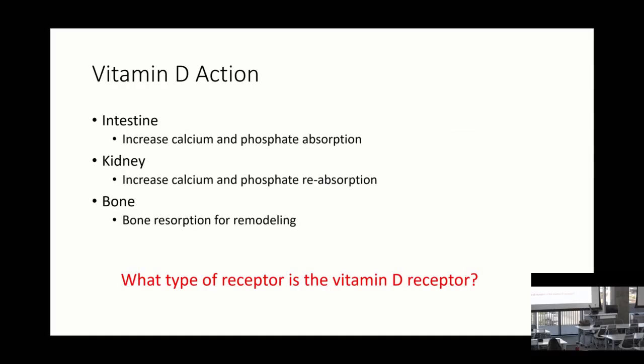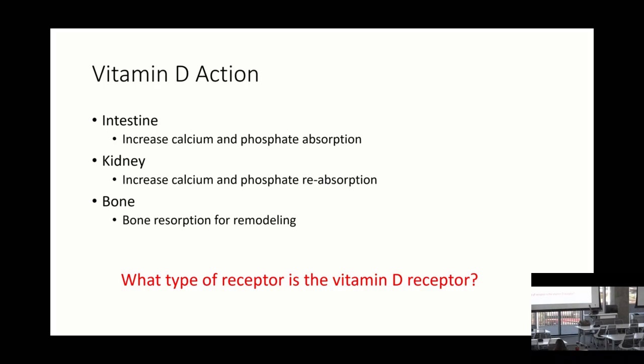Vitamin D action, again, this is for redundancy and to help you remember. In the intestines, it increases calcium and phosphate absorption. In the kidneys, it increases calcium and phosphate reabsorption. So it has a positive effect on calcium and phosphate. And in the bone, it causes bone resorption from remodeling.